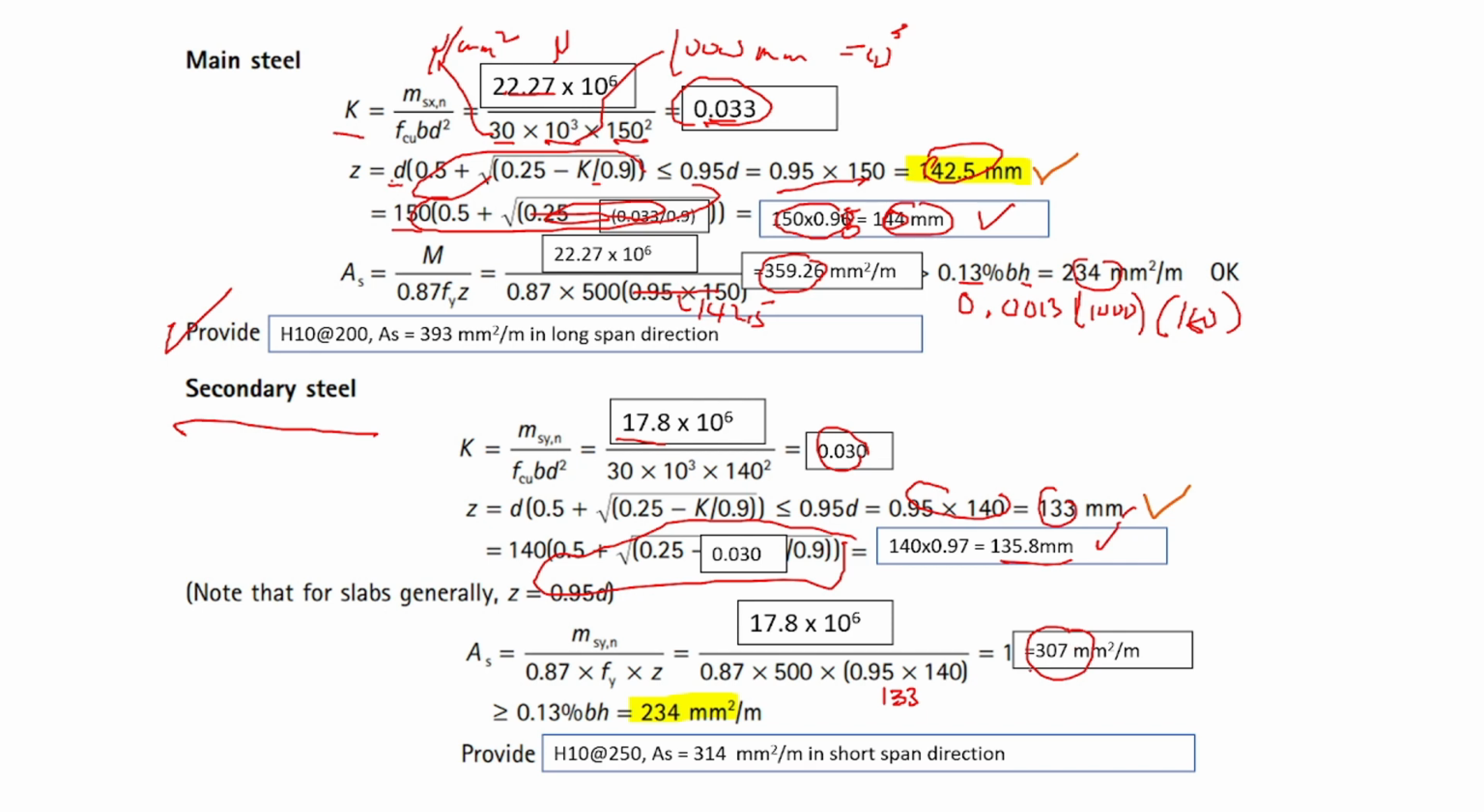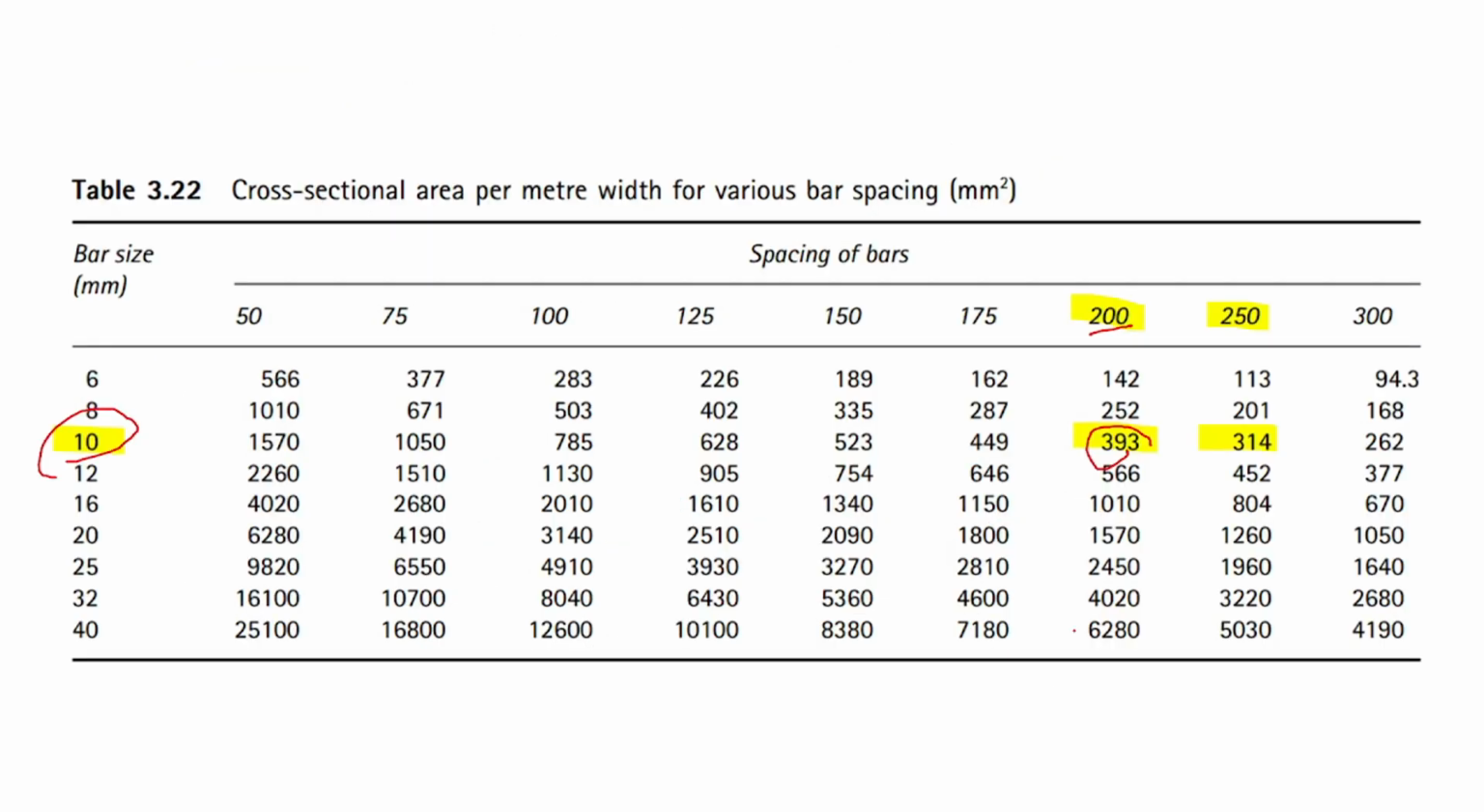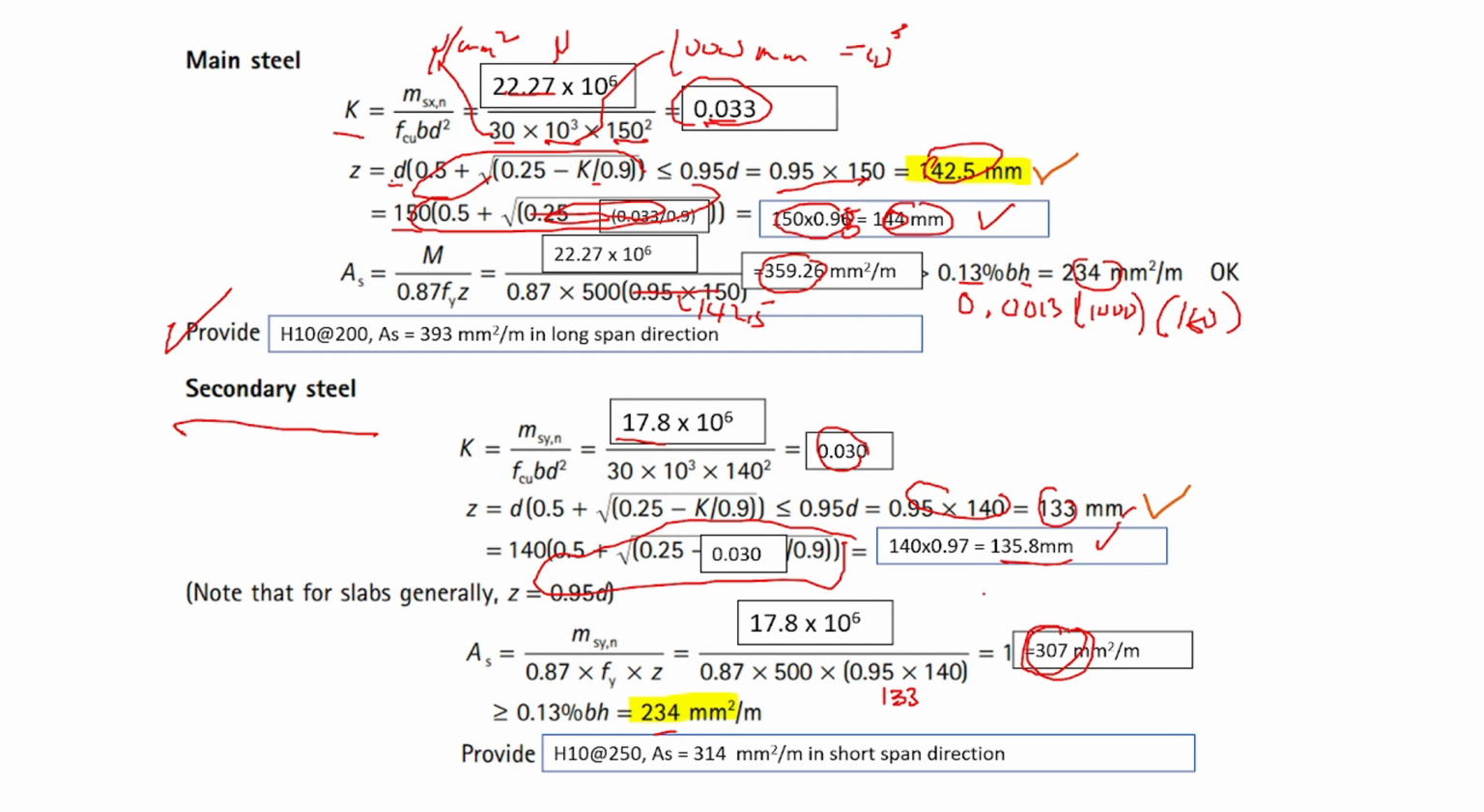This is along the long span direction. So the minimum is 234, so it's fine. We're going to use this one. Look at the table. We need 307. 314 is enough. So the spacing is 10 at 250. Okay, 10 at 250.